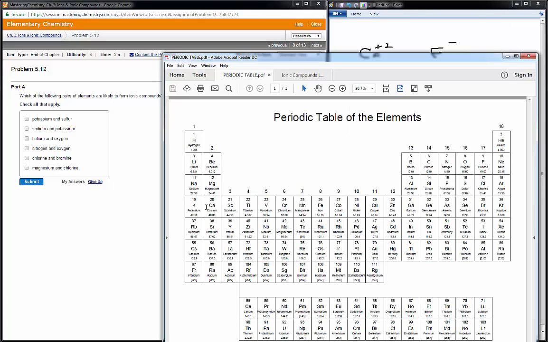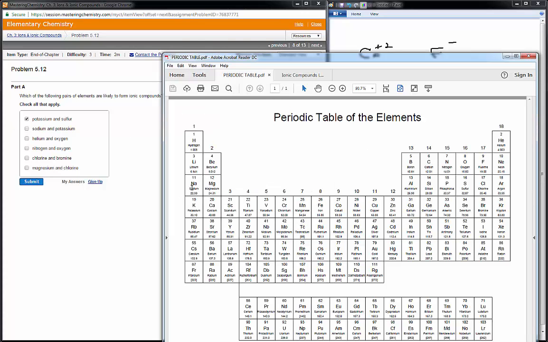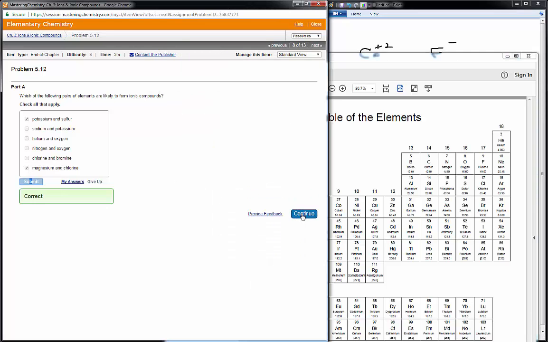Which of the following pairs of elements are likely to form ionic compounds? Okay, again, potassium and sulfur. Potassium's over here, sulfur's over here. Non-metal, metal, yep. Sodium and potassium, right here, two metals, nope. Helium and oxygen. Helium's a non-metal, so is oxygen, so no. Nitrogen and oxygen, here they are, both non-metals, so no. Chlorine and bromine, both non-metals, no. Magnesium and chlorine, magnesium's a metal, chlorine is a non-metal, so that works.